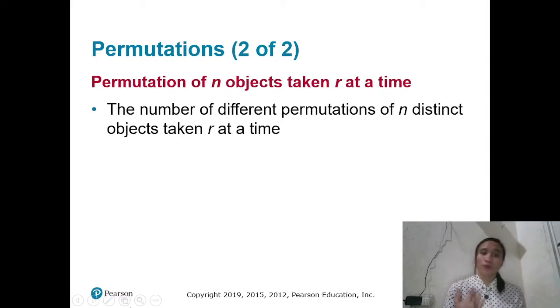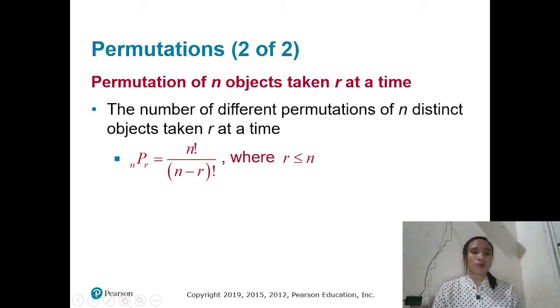The second: permutation of n objects taken r at a time. The number of different permutations of n distinct objects taken r at a time is nPr, which is equal to n factorial over n minus r factorial, where r is less than or equal to n.